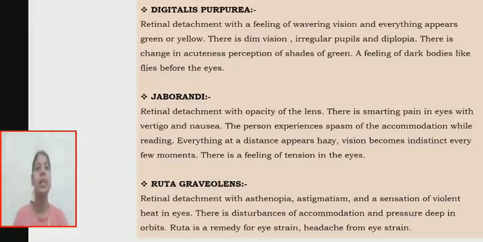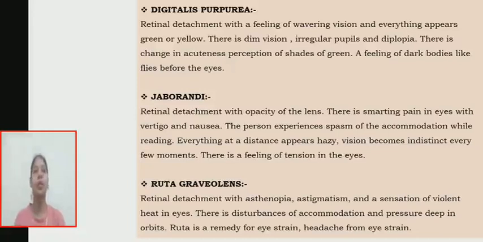Jaborandi. Retinal detachment with opacity of the lens. There is smarting pain in the eye with vertigo and nausea. The person experiences spasm of accommodation while reading. Everything at a distance appears hazy. Vision becomes indistinct every few moments. There is a feeling of tension in the eyes.